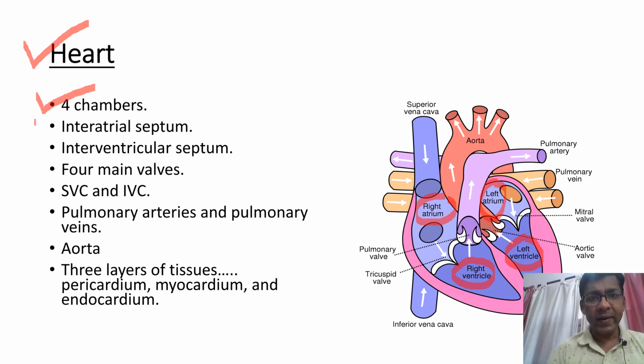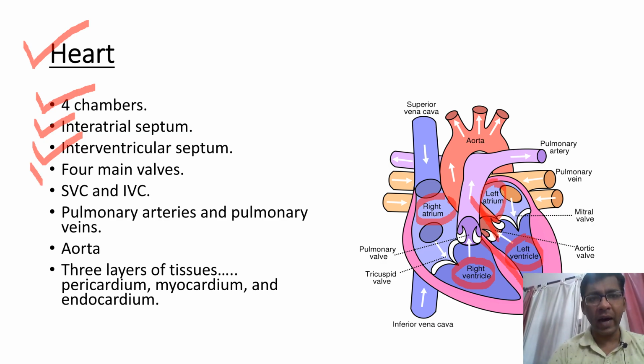Then the interatrial septum. In between the right atrium and left atrium there is the interatrial septum. You see, it divides the 2 atria. Then the interventricular septum. In between the right and left ventricle there is the interventricular septum, which divides the 2 ventricles.